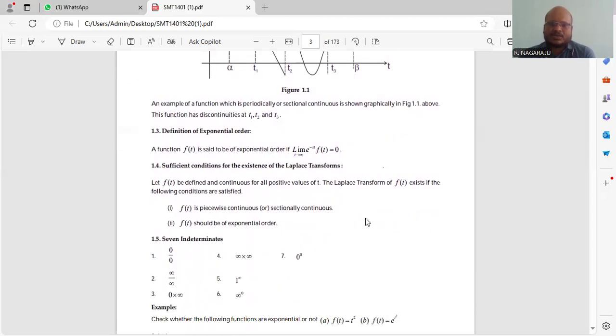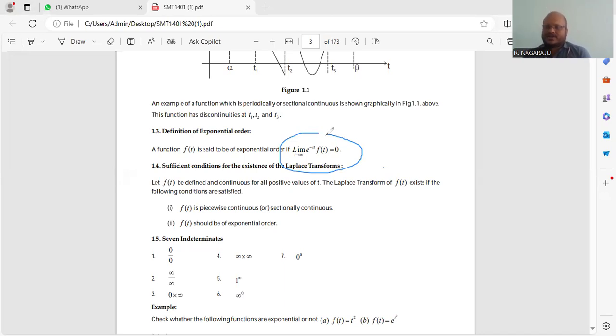And next, exponential order. These two conditions are necessary and sufficient for applying a Laplace transformation. The first one is piecewise continuous, and the second one is exponential order. Exponential order is nothing but: limit t tends to infinity of e^(-st) times f(t) is equal to 0. Whenever you get this, you can call it exponential order.